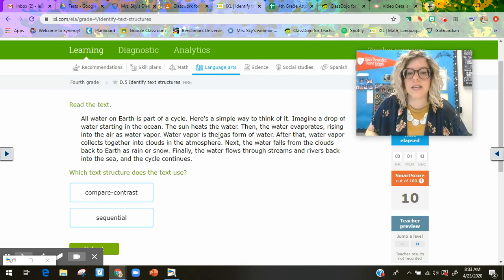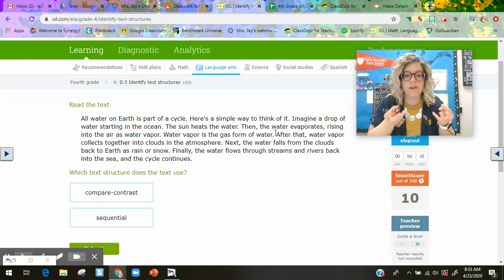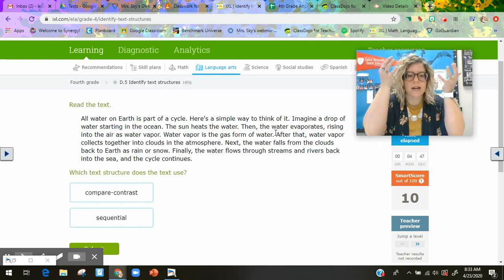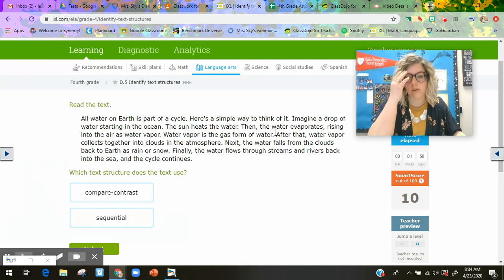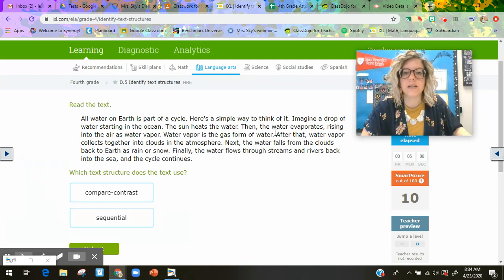The sun then heats the water. Then the water evaporates, rising into the air as water vapor. Water vapor is the gas form of water, kind of like steam. After that, water vapor collects together into clouds in the atmosphere. Next, the water falls from the clouds back to earth as rain or snow. Finally, the water flows through the streams and rivers back into the sea, and then the cycle continues.